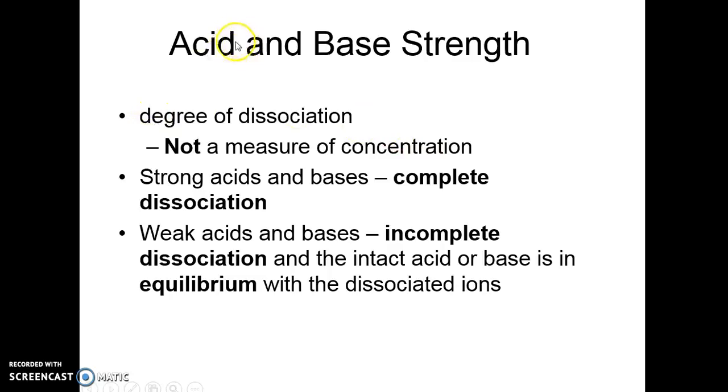So to summarize, acids and bases can be either strong or weak. The majority of acids and bases are weak. There's only probably about 5 or 6 strong acids and maybe 5 or 6 strong bases. When we talk about strength, we're talking about the degree of dissociation, and it is not a measure of concentration. Strong acids and bases completely dissociate. Weak acids and bases partially dissociate, and they are in equilibrium between the intact and the dissociated.